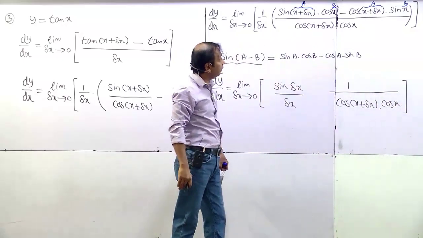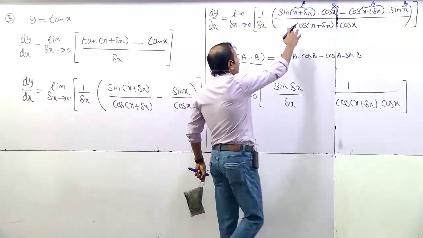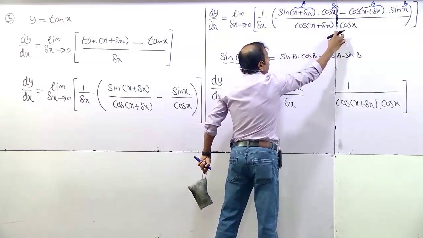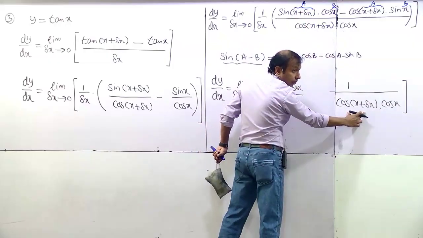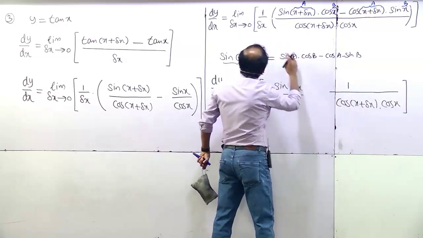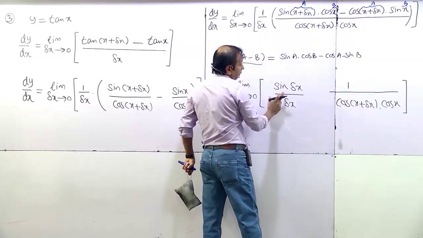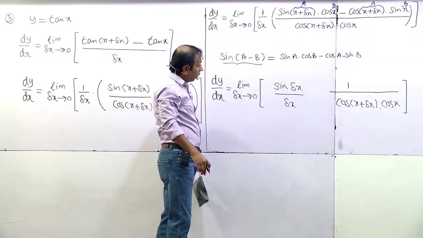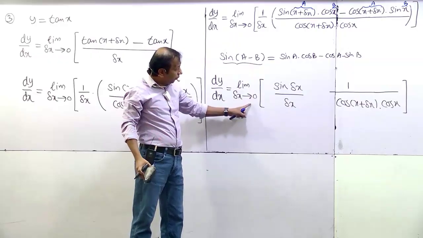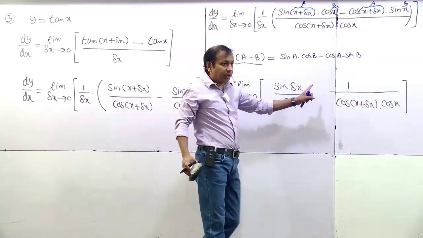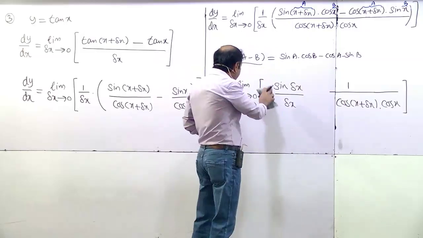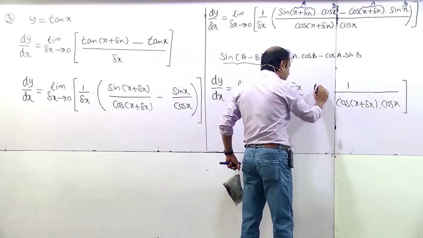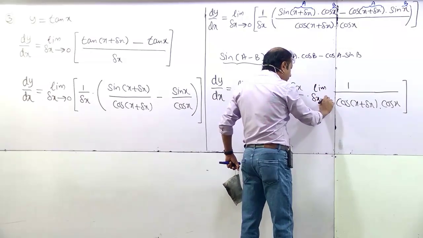Same thing. For this I wrote sin delta x, divided by this thing that is here. By this delta x we have to divide, so I divide this sin delta x by delta x. Now this limit delta x going to 0, we can apply for this and this separately. That also I write like this, limit delta x going to 0.